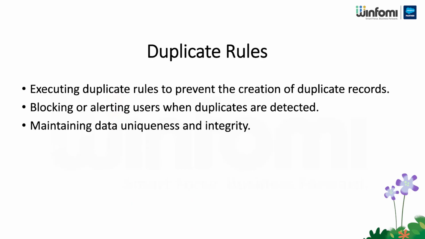As I mentioned, after that the duplicate rules run, executing to prevent the creation of duplicate records. For example, if we are creating a contact with an email like test1@gmail.com and it is already there, and we have duplicate rules in our Salesforce org, then we need to show that duplicate validation, and that rule will execute after the before trigger.